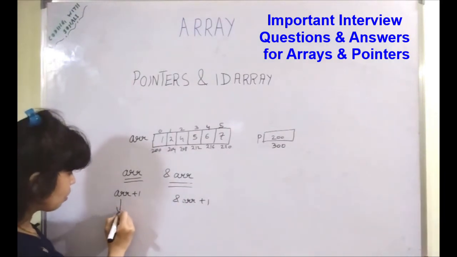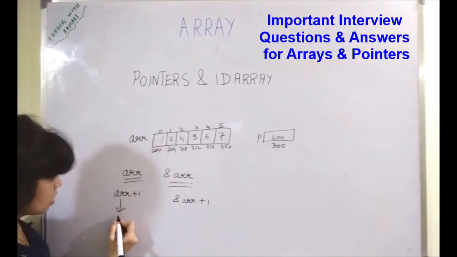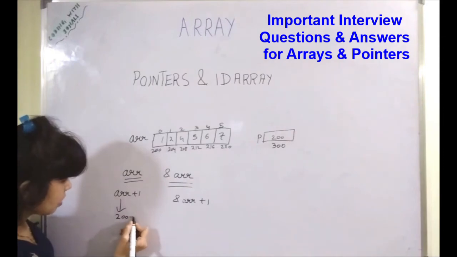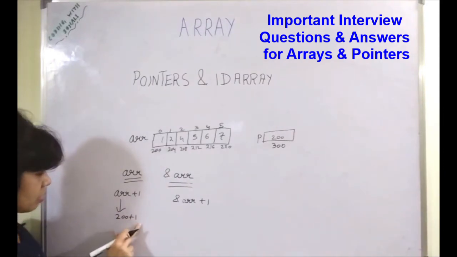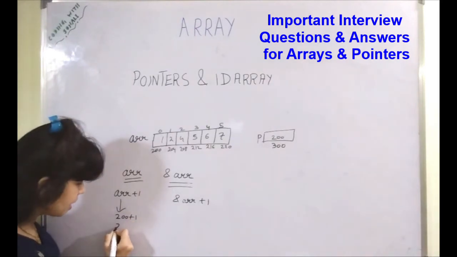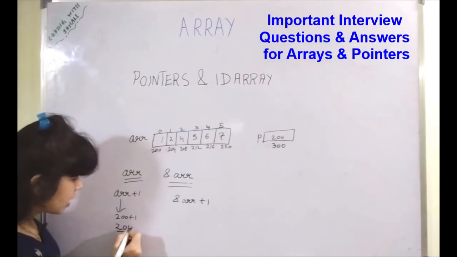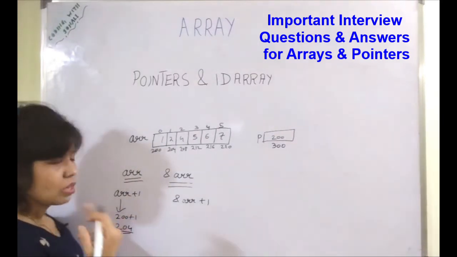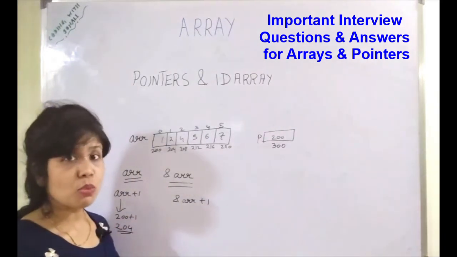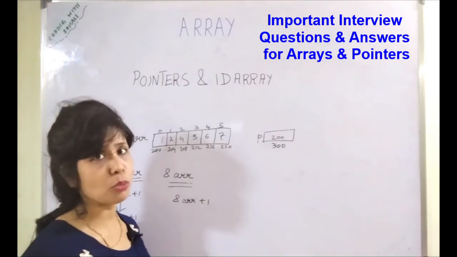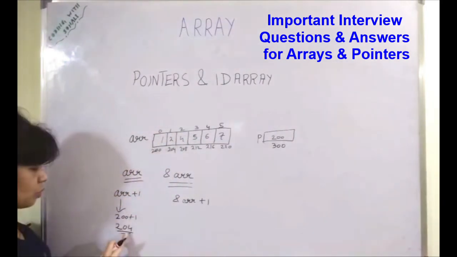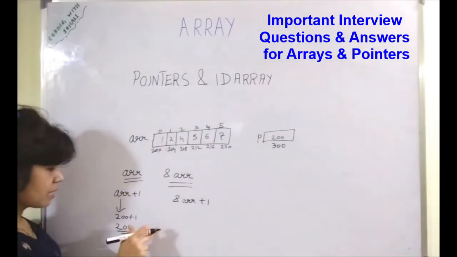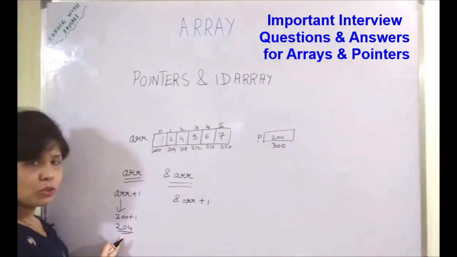So when you perform this, ARR is simply 200. What value will it give if you add 1? It will not be 201, because we know this is one element, and the data type is integer, so it occupies 4 bytes. Therefore 1 means multiply by the size of the data type. So that will be 204.